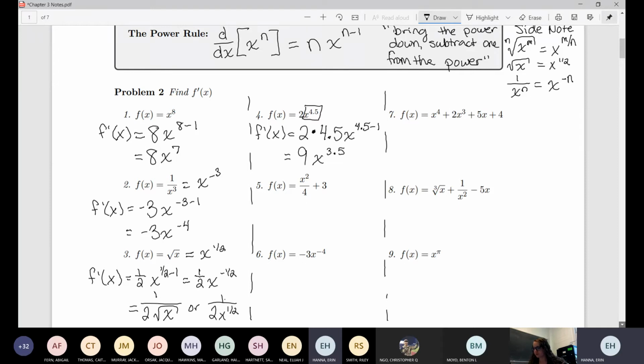This next one, pause for another second. One unnecessary step, but I'm going to do it anyway just in case, would be to rewrite that, because x squared over 4 is equivalent to 1/4 times x squared. So if I want to take the derivative here, that 1/4 comes along for the ride, so it just sticks around. And then I have to multiply that by the derivative of x squared. Derivative of x squared, bring the power down, subtract 1 from the power.